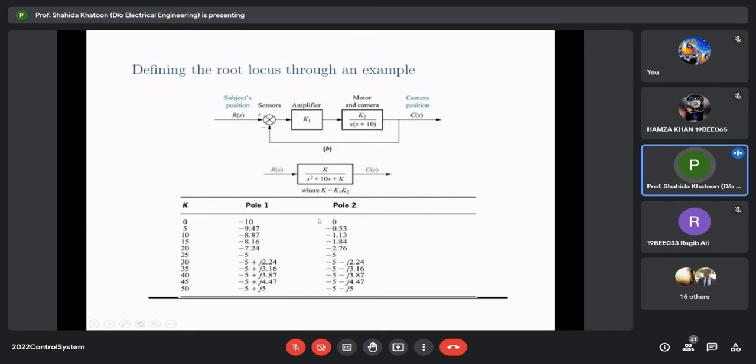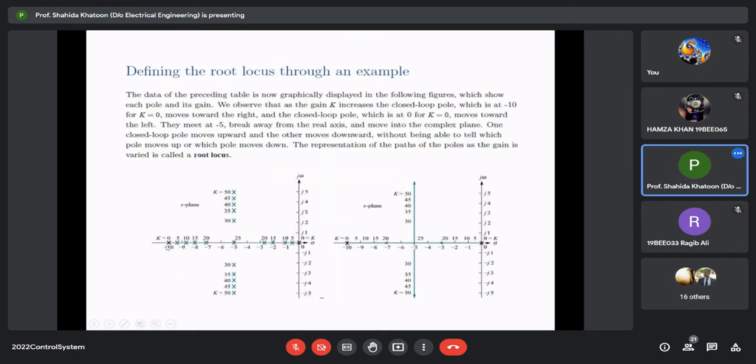And for K equal to 0, it is minus 10, 0. So for K equal to 0, it is minus 10, right? And in between, we are having these values. You can verify from the table. So we observe that as the gain K increases, the closed loop pole, which is at S equal to sigma equal to minus 10 for K equal to 0, moves towards the right, and the closed loop pole, which is at 0 for K equal to 0, moves towards left, right, like this. So it is at minus 10, it moves towards right in this direction, and it reaches minus 5, and then the pole which is at 0, K equal to 0, moves towards the left in this direction.